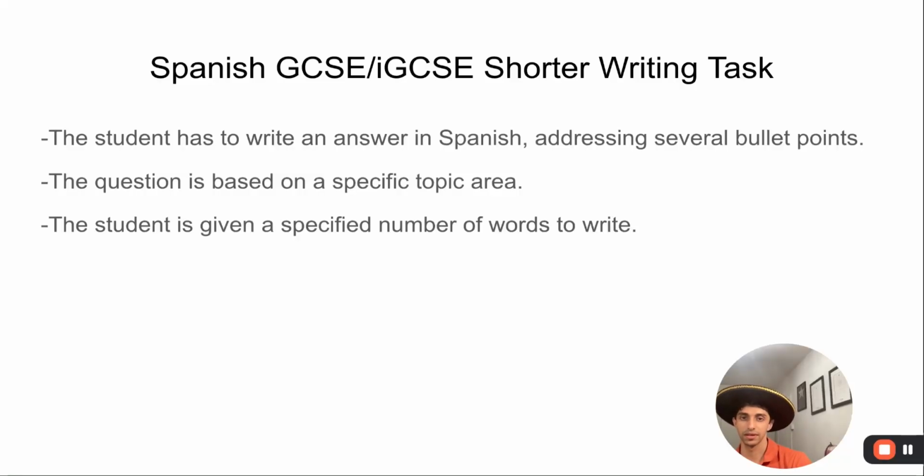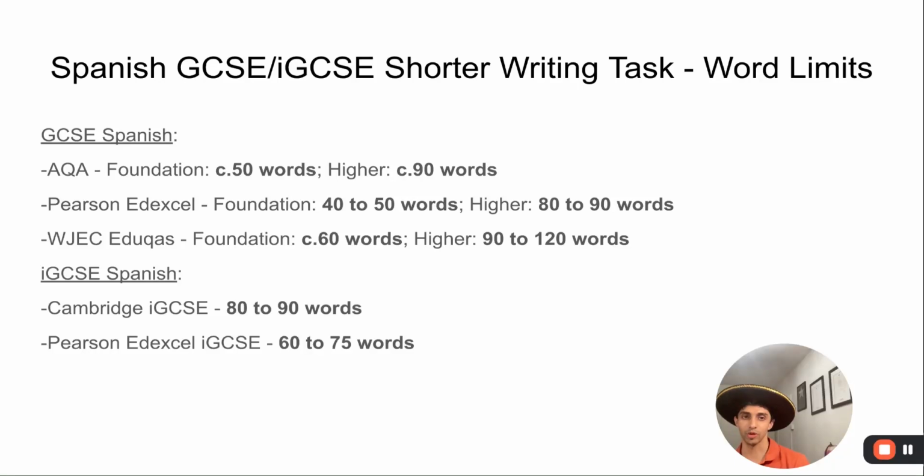And here, as promised, are the word limits for the shorter writing task. You'll notice that these vary depending on the exam board and also depending on whether you're doing foundation or higher tier. And of course, for CCEA, there's no real shorter writing task, so that's why that exam board is not given here. So I would make a note of these word limits for your shorter writing task, and of course, just focus on whichever one it is that you're going to do.